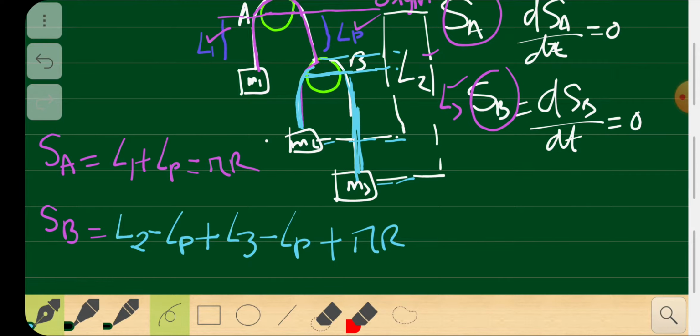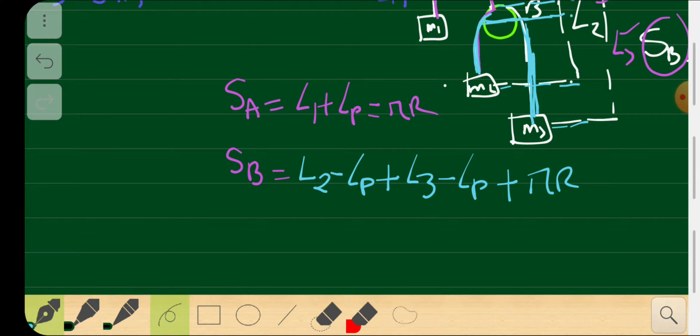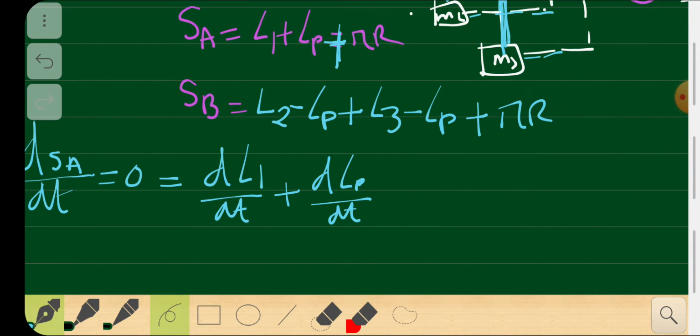Now we know dS by dt will be equal to 0. It's not going to change, since the string is not going to extend itself. So now I can write that dS of A by dt must be equal to 0, which is equal to dL1 by dt plus dLP by dt. This is a plus sign here. The d of pi r by dt, the radius is not going to change, so that's 0 and negligible.